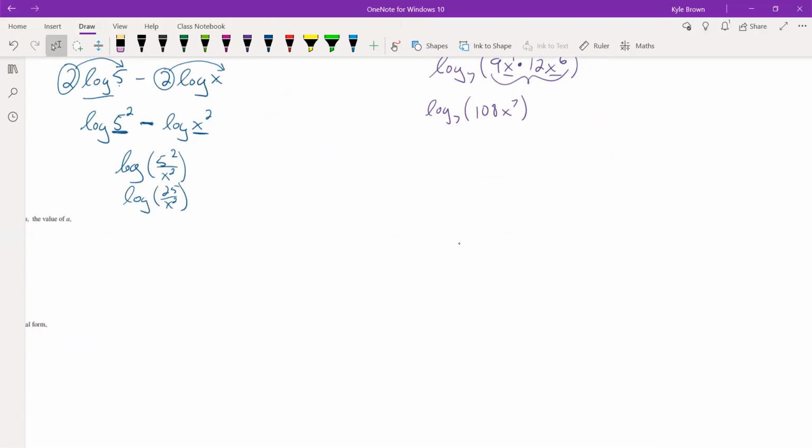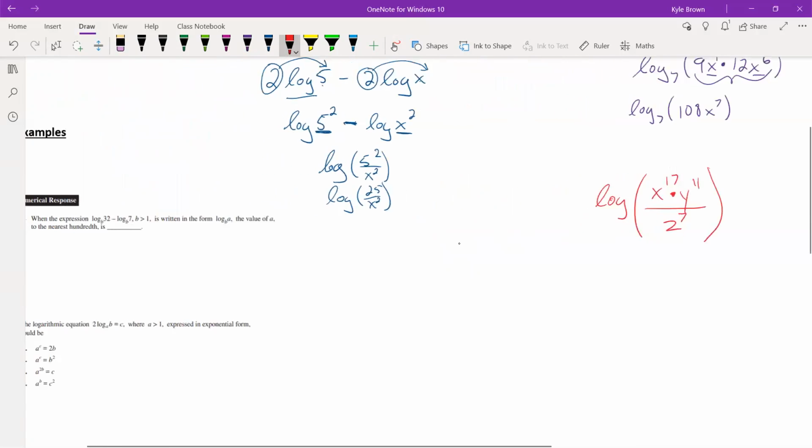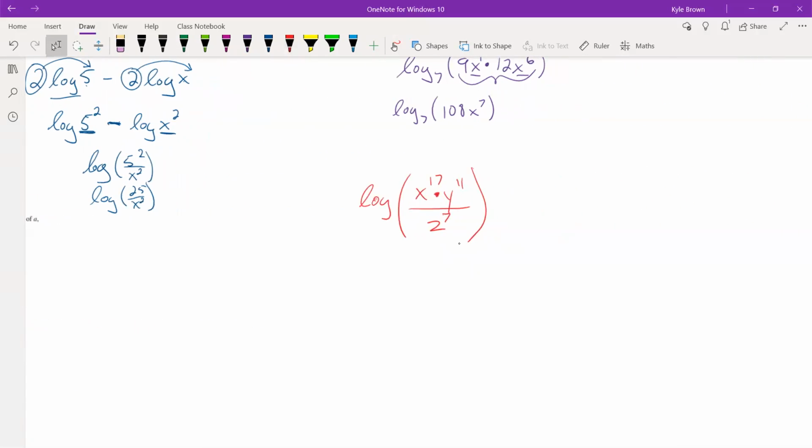So let's go the other way now. Let's say that we had an expression like log of x to the power of 17, y to the power of 11, over z to the power of 7. All right, so now we've actually got 2 steps here, because we've got a couple things going on. We've got a multiplication happening, x times y, and we've got a division happening. So this is actually going to use all 3 in the end before we're done here. But let's just do them one at a time.